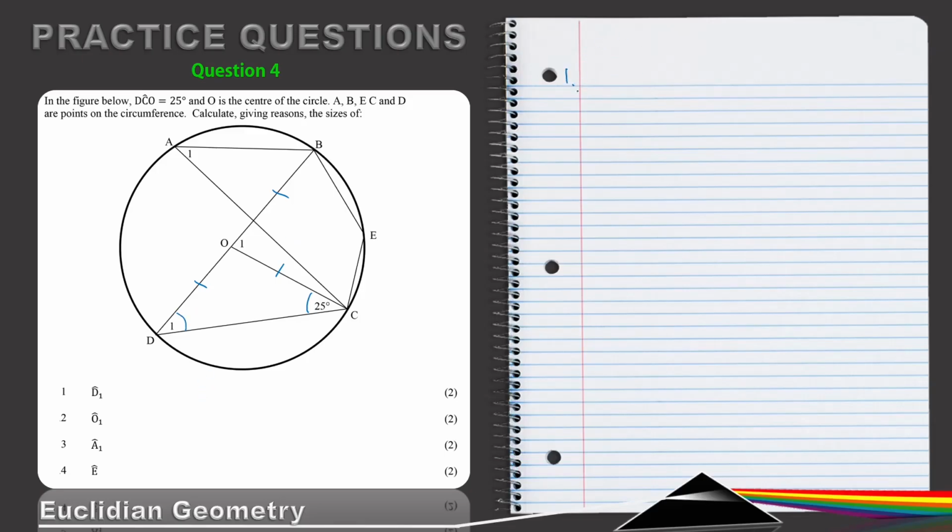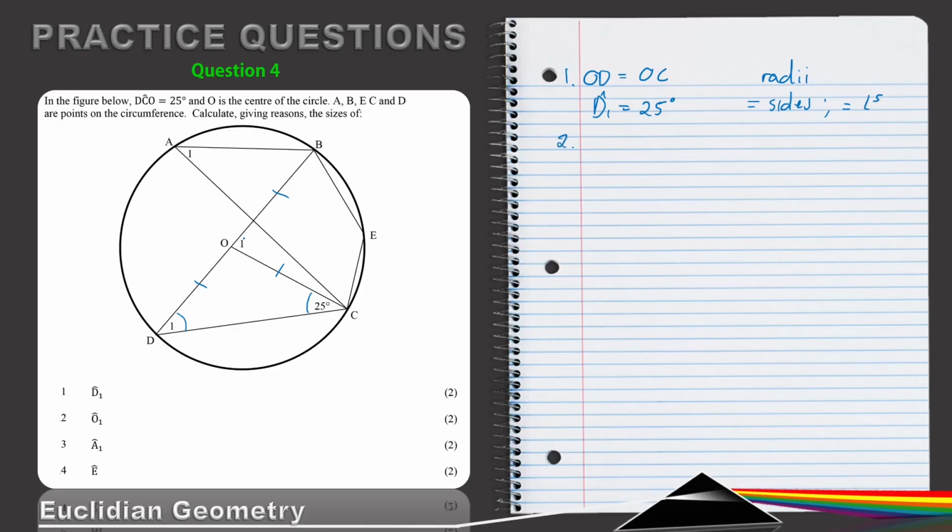So I'm going to say that OD is equal to OC, and the reason is radii, and therefore we can say that D1 is also equal to 25 degrees because of equal sides, equal angles. Right.